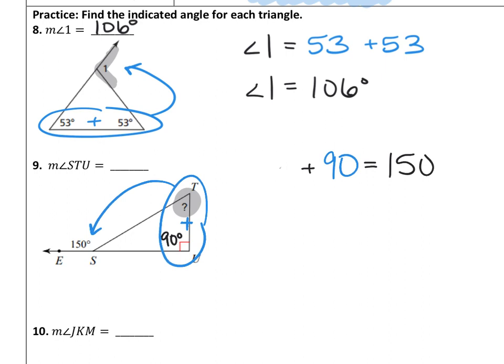Let me use a different color here. Because the sum of the non-adjacent interior angles adds up to the exterior. It's still an alley-oop. Okay, how do I figure out what that question mark is worth? 150 minus 90. So if you do 150 minus 90, you'd get that the question mark is worth 60. So the measurement of angle STU, where that question mark is, is 60 degrees. It's an alley-oop. You dunk it.